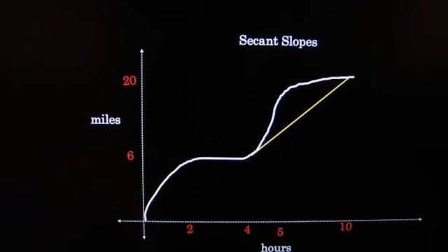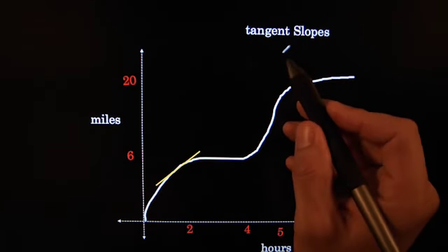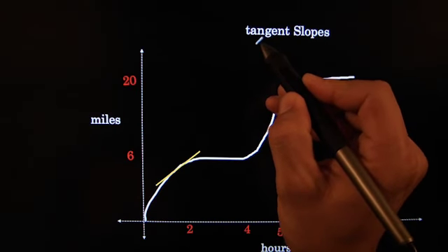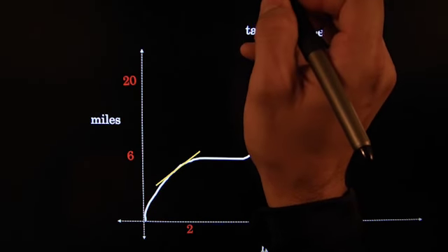But humans can do so much more than finding secant slope. Really, what we want to do is not so much a secant slope, but we want to find a tangent slope. Now, tangent slopes are different than secant slopes. Here are some of the differences.